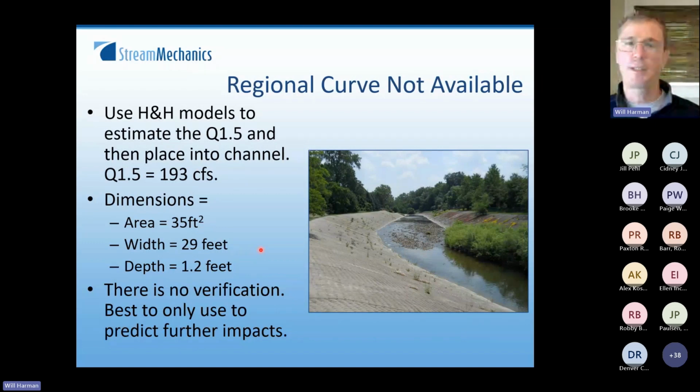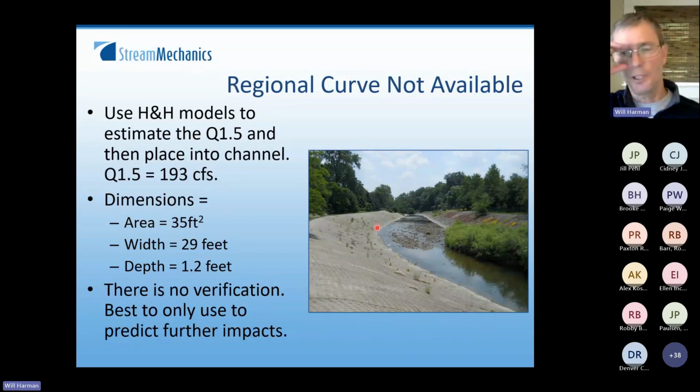And just know that this is not verification. You have not verified Bankfull at all. You've just used a modeling exercise to estimate Bankfull. So this is best used if you can't do other verification processes, and really best only used to further predict impacts.